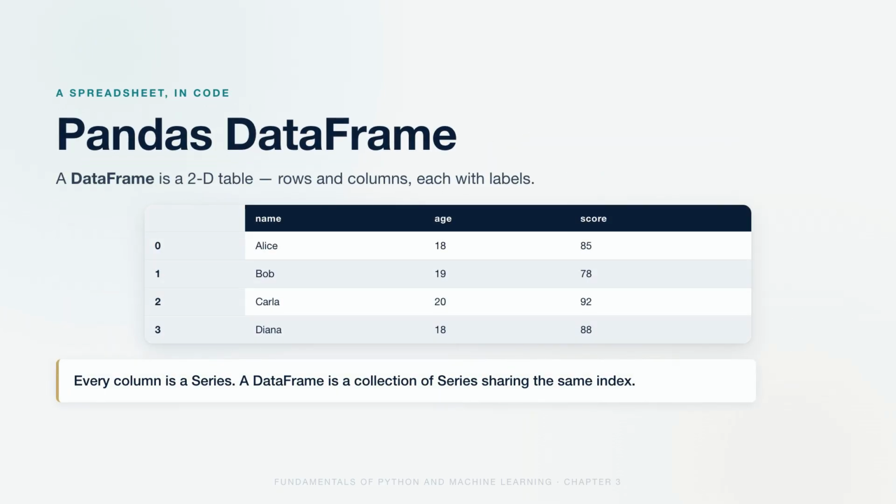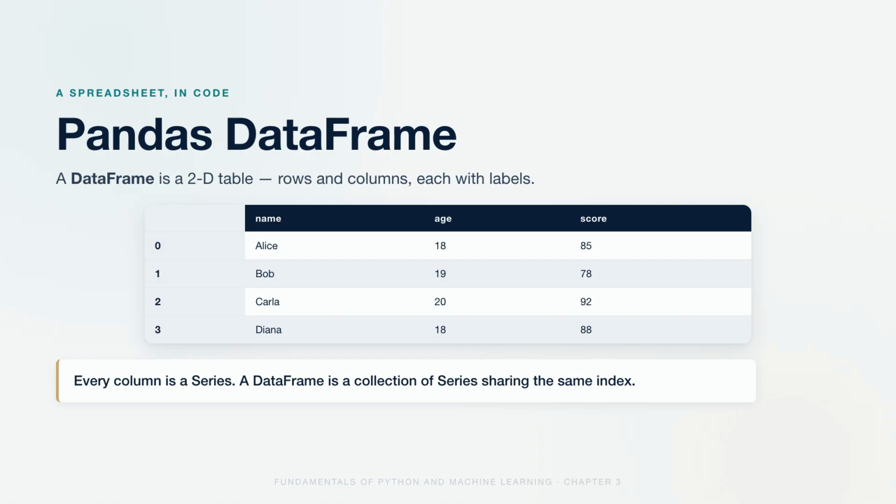The second major Pandas structure is the data frame. A data frame is a two-dimensional table with rows and columns. If a series is like one column, a data frame is like a full spreadsheet. For example, a data frame could contain student records. Each row could represent one student. Each column could represent a piece of information about that student, such as attendance, assignment average, quiz average, and final result.